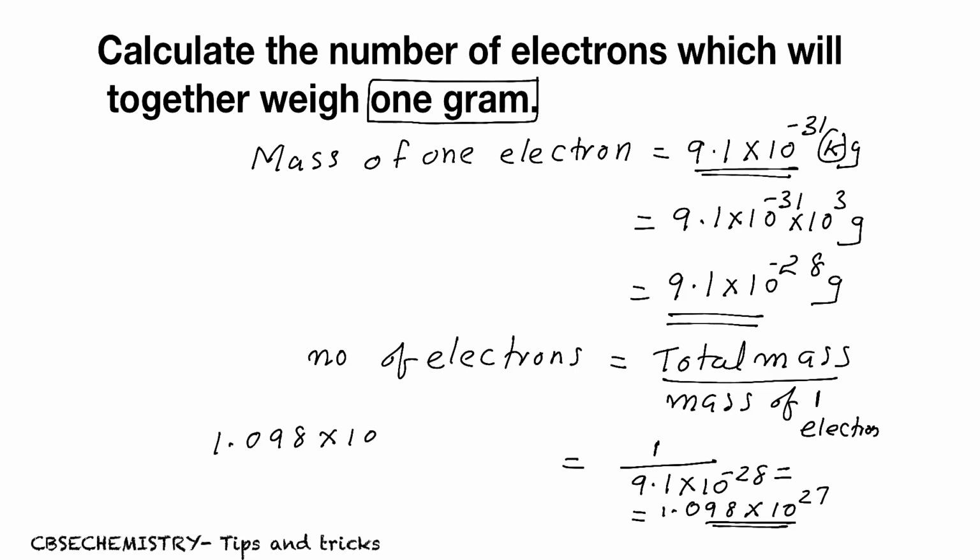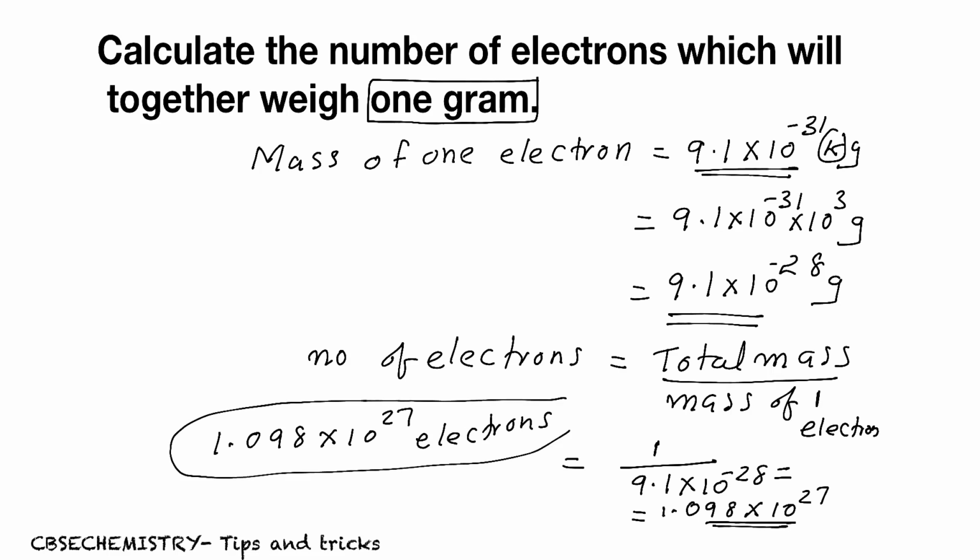1.098 into 10 raised to 27 electrons. Hope all of you understand. This is your answer. Okay, this is your answer.